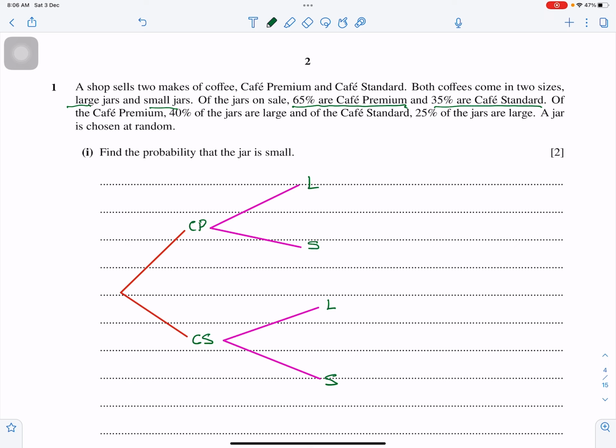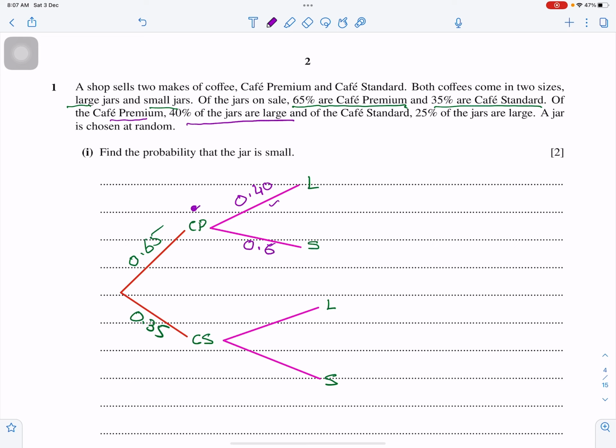So 65% Cafe Premium means I will write on the branch 0.65, right? And 35% are Cafe Standard, so 0.35 for Cafe Standard. After that, what is given here is, of the Cafe Premium, it means I'm talking about this branch, 40% of the jars are large. It means large is 0.40. And we know that the sum of the branches should be equal to 1. So 1 minus 0.4 will give me 0.6.